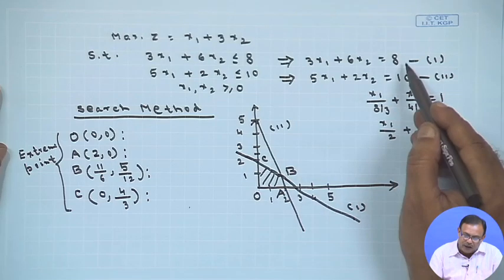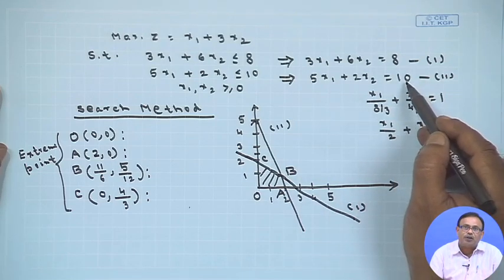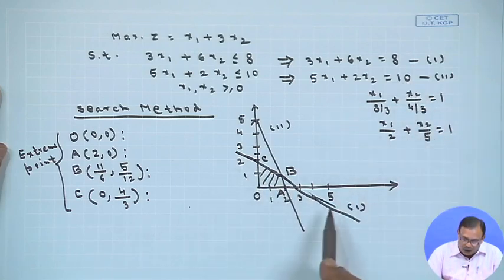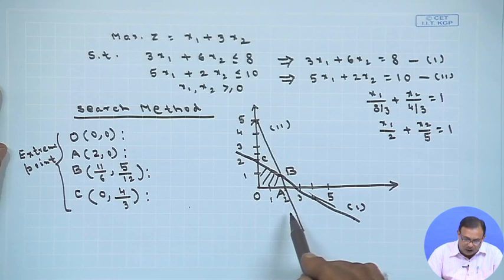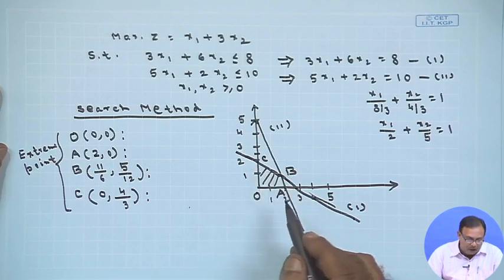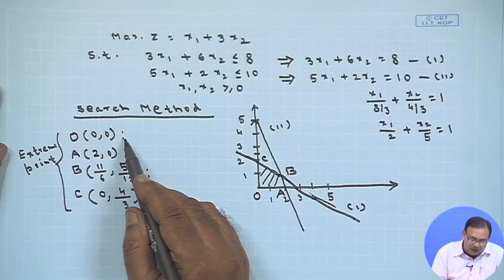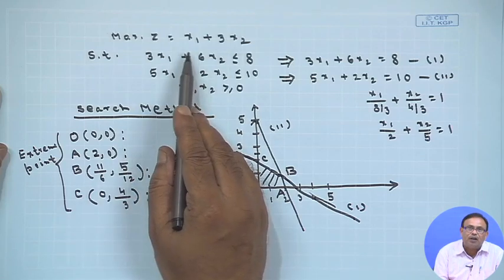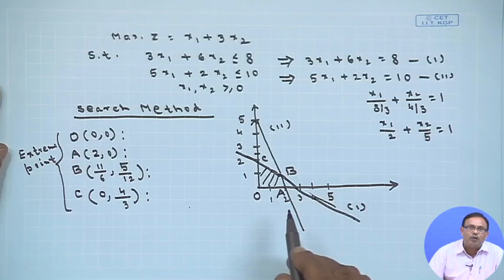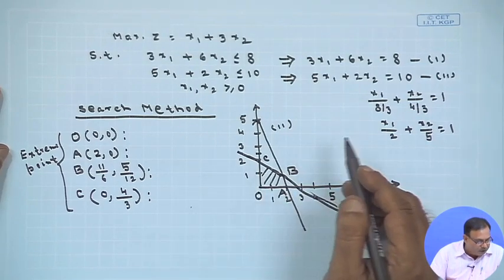Please note this. First you are getting the equations. From the equations, you are writing them in the standard intercept form. You are drawing the lines. Once you have drawn the lines, from there you are finding out 0, A, B, C, the extreme points. Now, at each extreme point, you have to find the value of the objective function z equals x1 plus 3x2, which becomes easy.